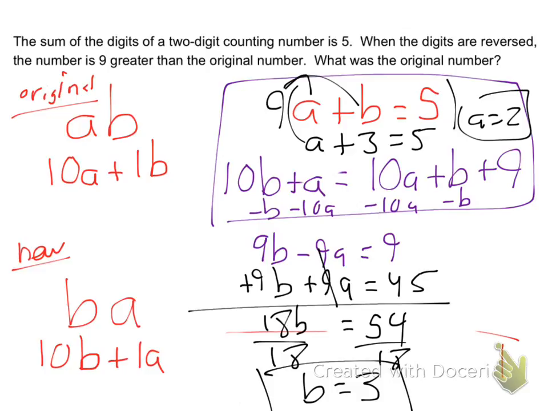The question's not asking you what A or B is. It's asking what the original number AB was, which is 23. Done.